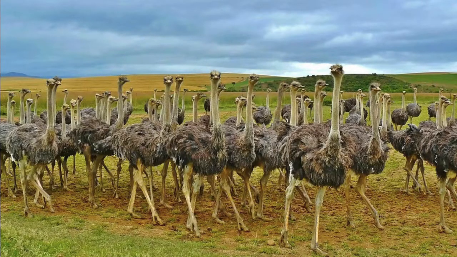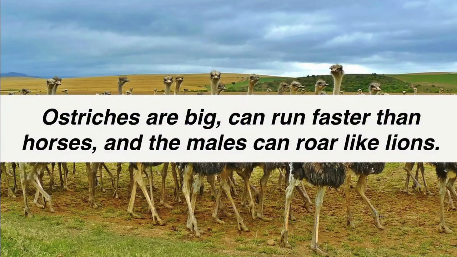Let's take a look at another sentence example. In the background, what kind of animals are these? Ostriches. Correct. Here's an example sentence. Ostriches are big, can run faster than horses, and the males can roar like lions. Do you think this is a good or bad topic sentence? Let's take a quicker look.